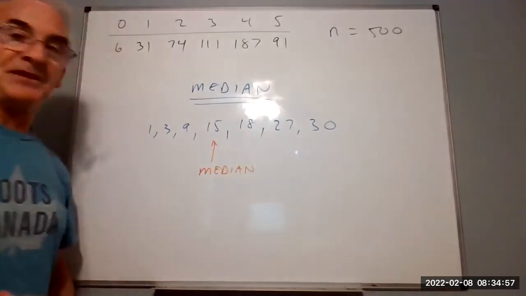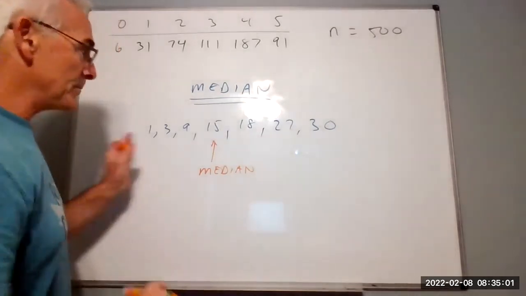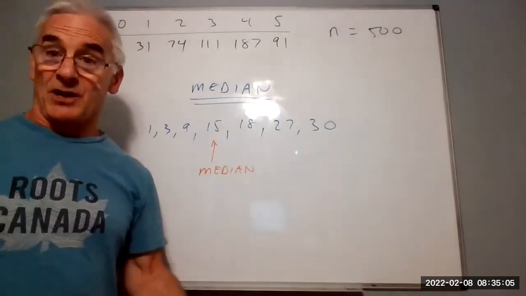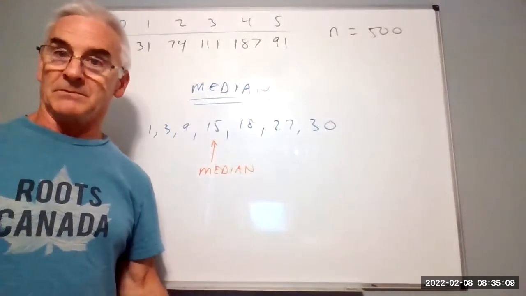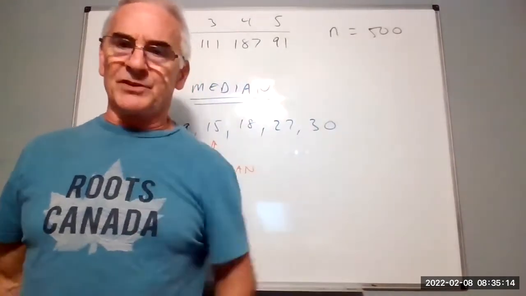By the way, is 15 the mean? Probably not. If I added up all these numbers and I divided by 7, I don't think we're going to get 15, but that's not important. 15 is the middlemost number, so it's called the median. That's it. So if I have all my numbers in order, the median is the middlemost number.